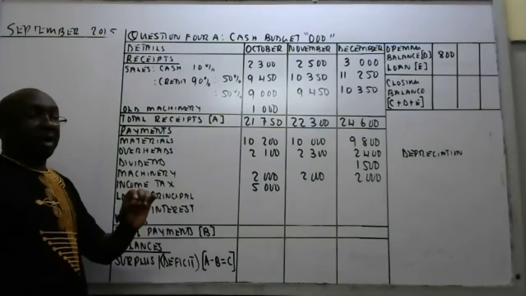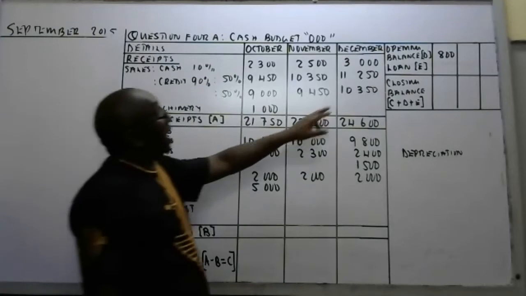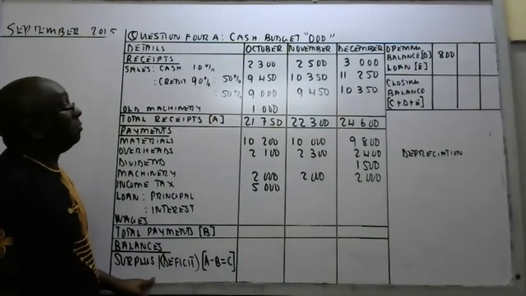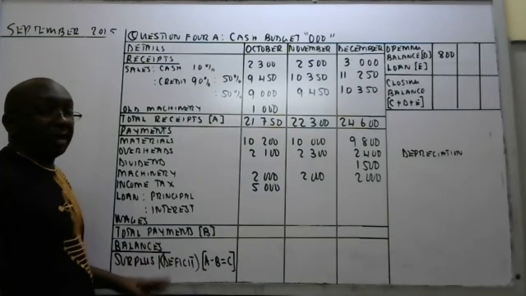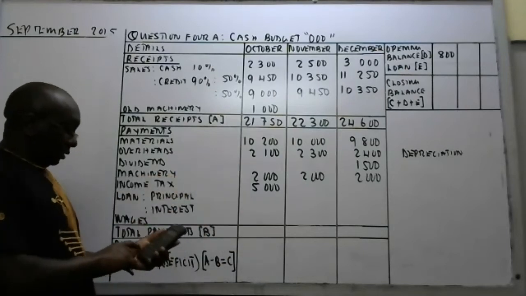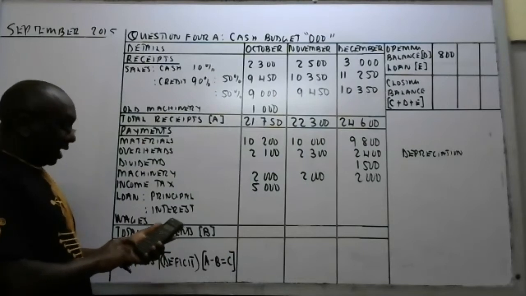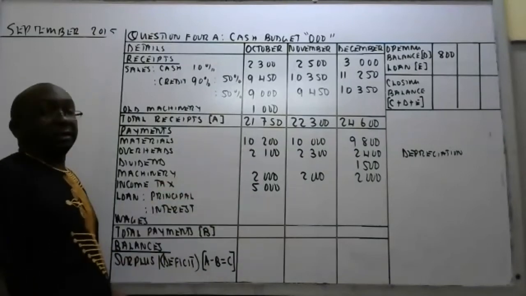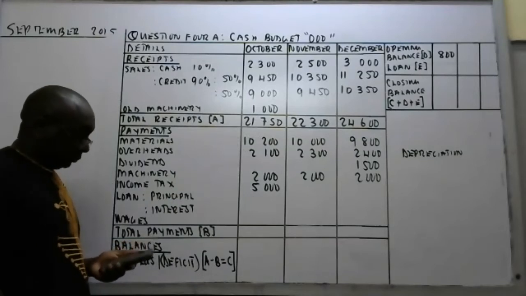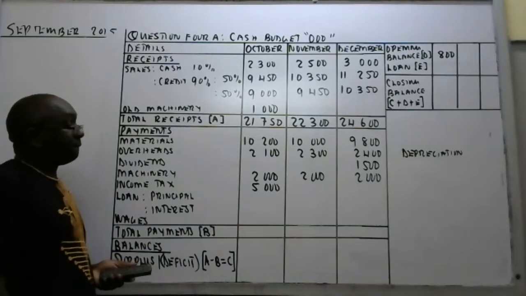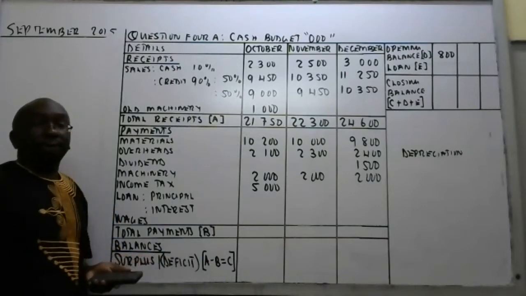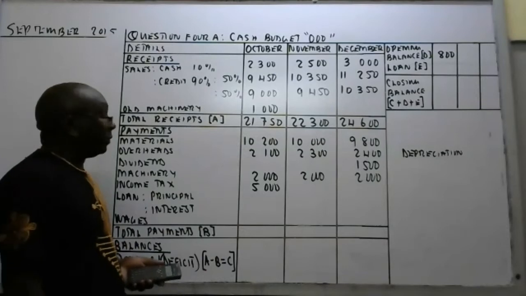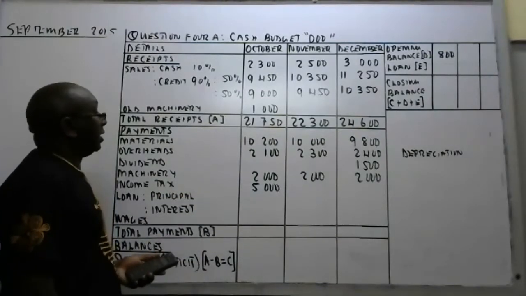Remember, first of all, if we were not told about a minimum balance, this item would not be there. You would just have the surplus, add the opening balance, and get the closing balance. So let's first get this total: 10,200 plus 2,100 plus 7,000. Abigail, give me the answer. The total of this. Have you computed?